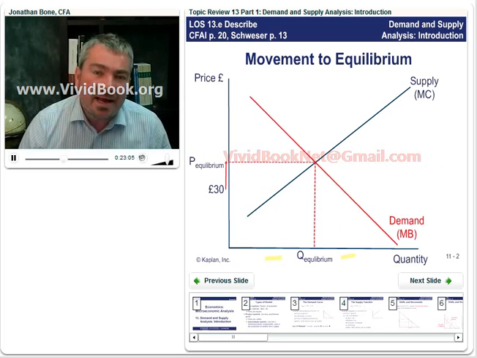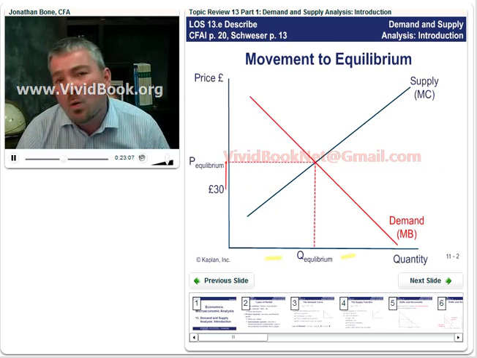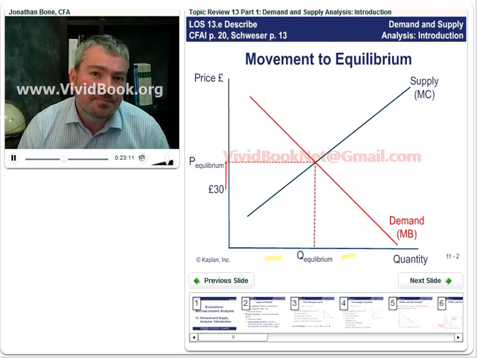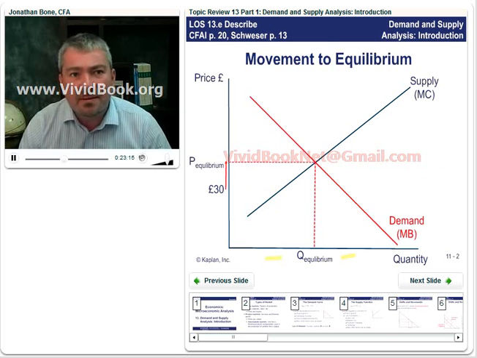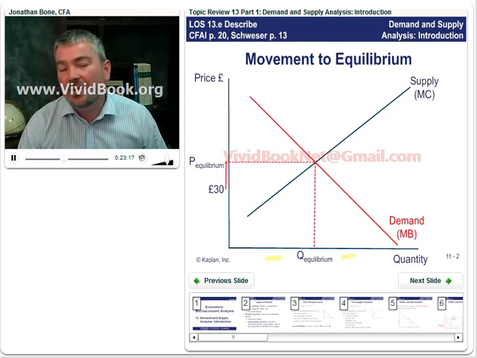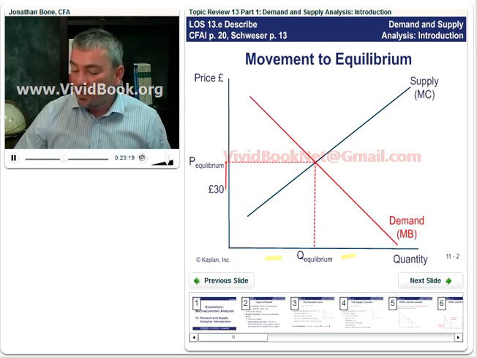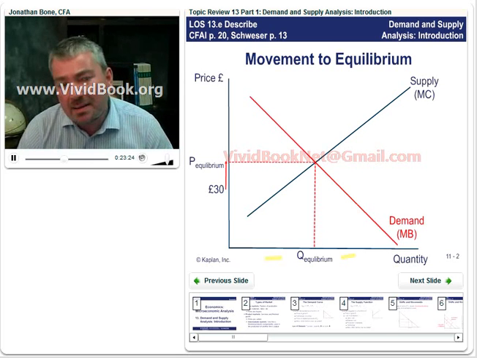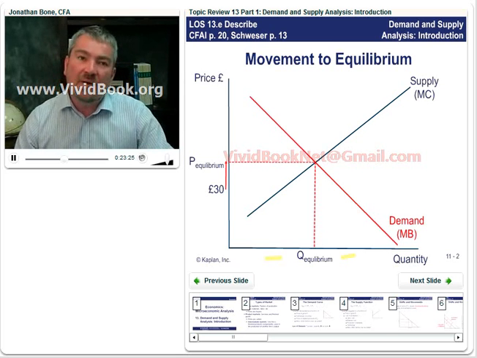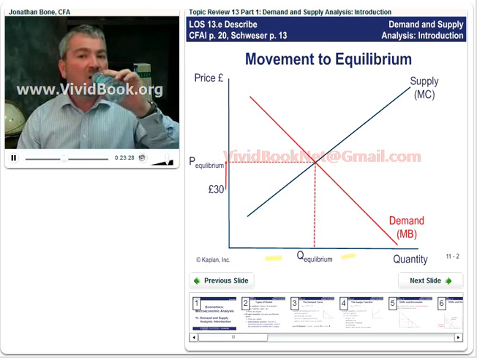So the argument here is, in a normal market, there is an automatic tendency for the market to move towards equilibrium. If price is above the equilibrium level, excess supply will bid down prices. If price is below equilibrium, excess demand will bid up prices. And this we refer to, of course, as the market mechanism, the idea that equilibrium is established within a market.